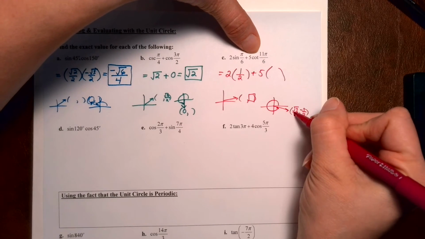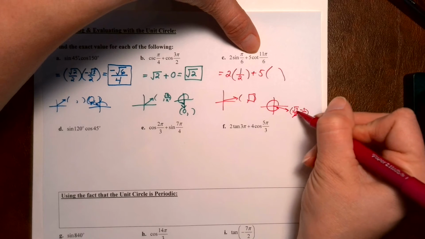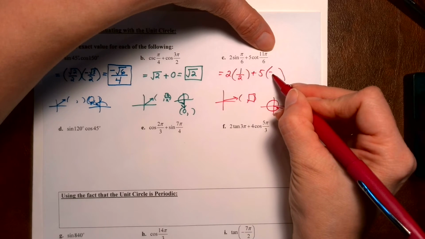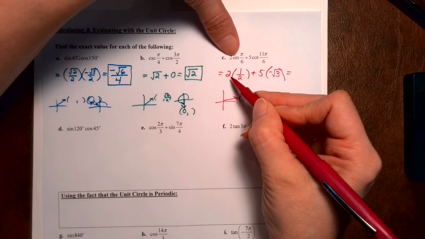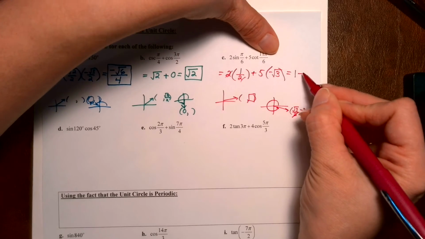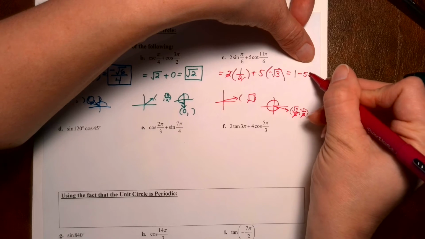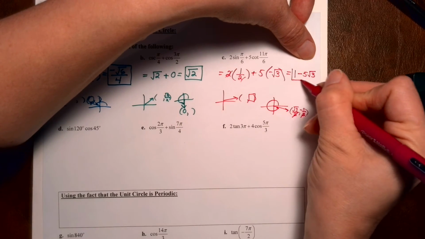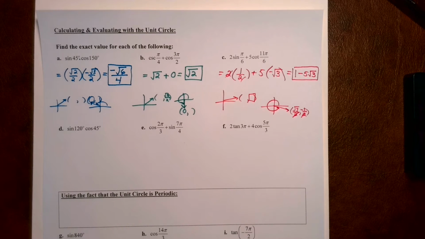cotangent is cosine over sine, which is going to be negative radical 3. And now let's do some calculations. 2 times 1/2 makes 1, minus, I'll multiply these, 5 times radical 3. You cannot add radicals to numbers. You just leave it like that.